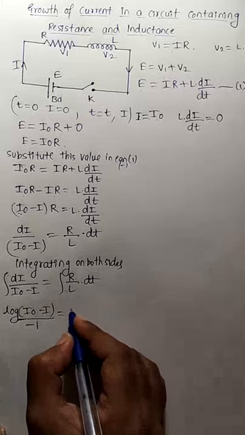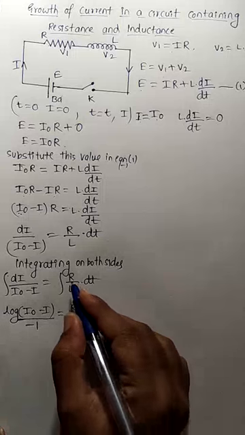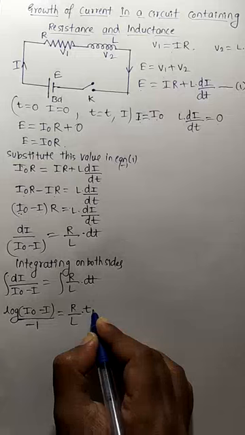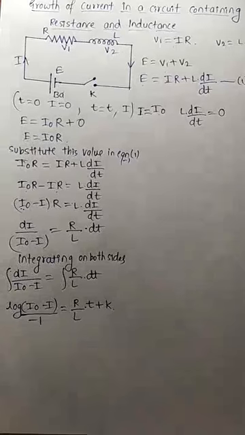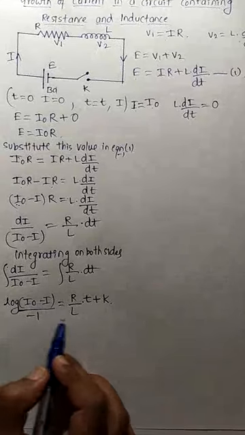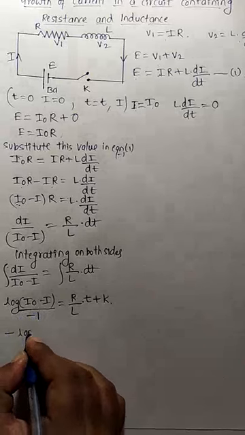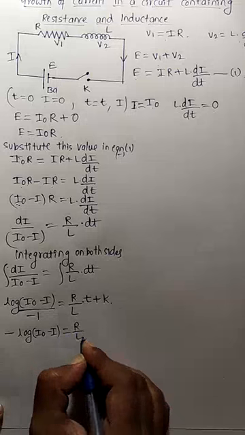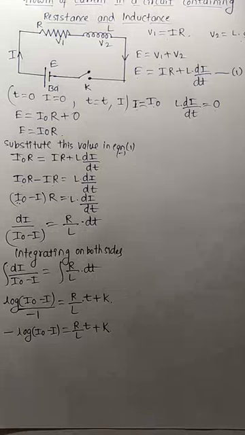So this is equal to R by L, which is a constant quantity, resistance and inductance, into the integration of dt. What is the integration of dt? It will be t, and plus a constant will be there for the integration. So we can write it like this, it will be minus because of the division by minus 1. So minus log of I naught minus I is equal to R by L into t plus k, isn't it?